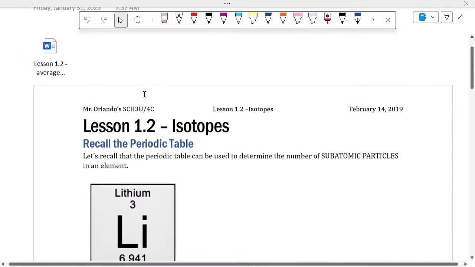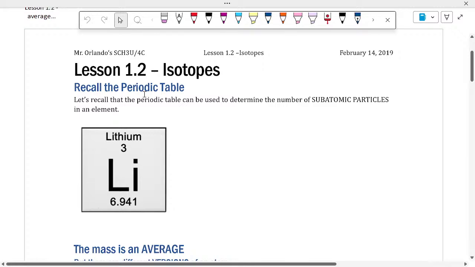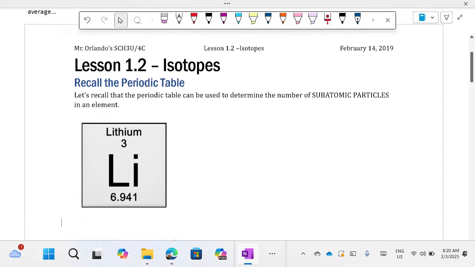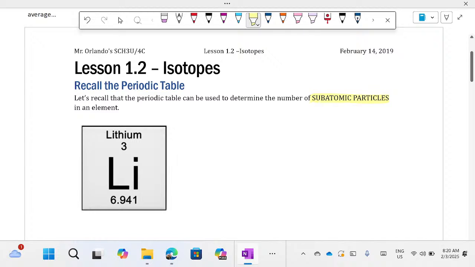I want you to recall, if you will, the periodic table. Look, we have one right here. I grabbed an element at random from the periodic table, and I want you to quickly, on your sheet, I'm going to give you 3 minutes, tell me what you can about lithium here. Specifically, what you can tell me about its subatomic particles. So you got 3 minutes, use them.